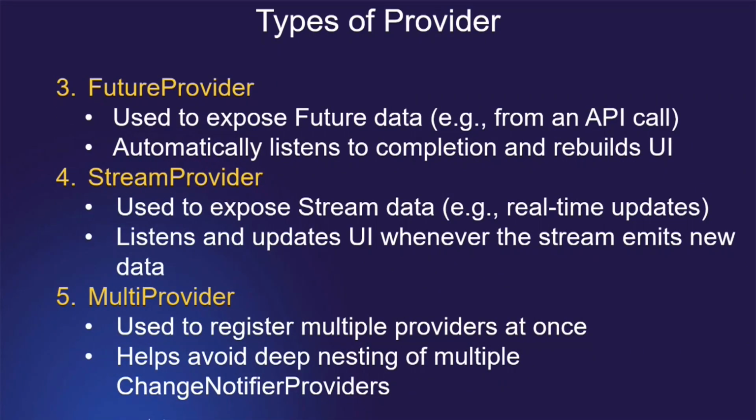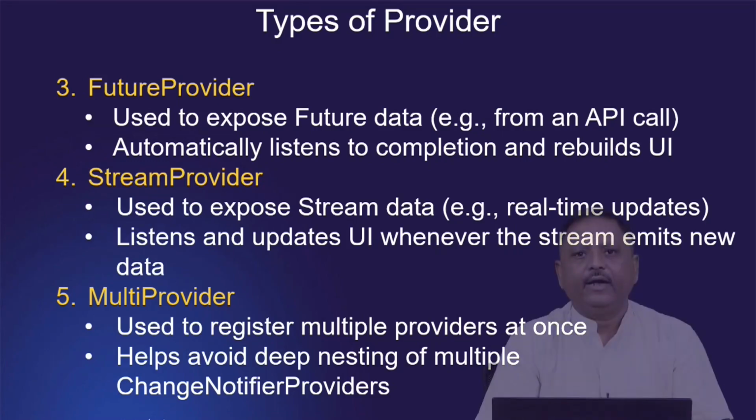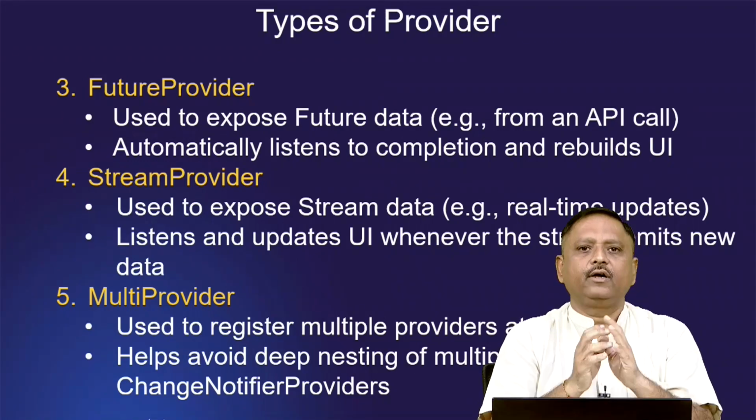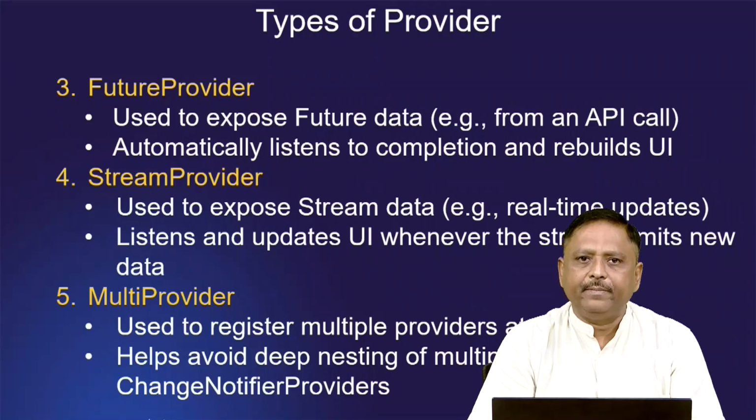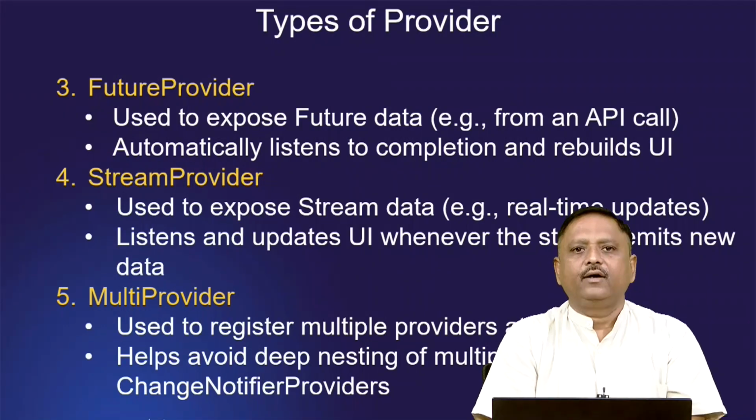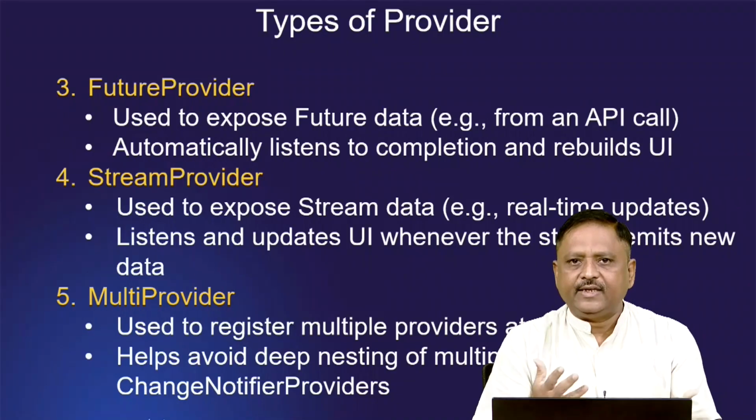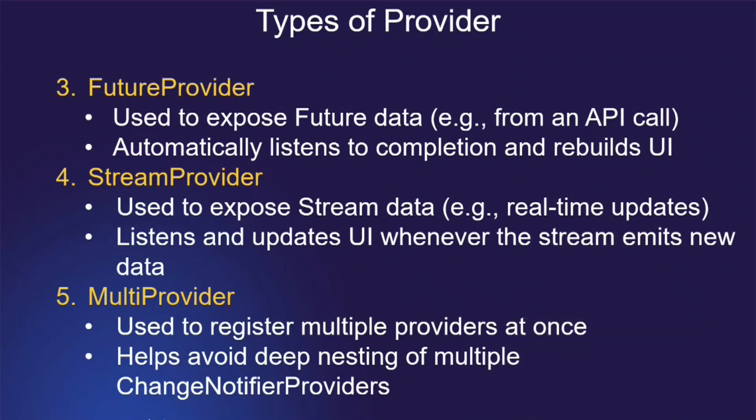The third type of provider is FutureProvider. It provides data from an asynchronous operation such as fetching user details from an API. It rebuilds the user interface once the future completes. The fourth type of provider is StreamProvider, which is best for real time or continuously updating data like chat messages or live location. Fifth type of provider is MultiProvider, which is used to register multiple providers at once. Now this avoids deeply nested ChangeNotifierProvider and keeps code clean. Now each type serves a specific purpose, and knowing when to use which one is key to efficient state management.